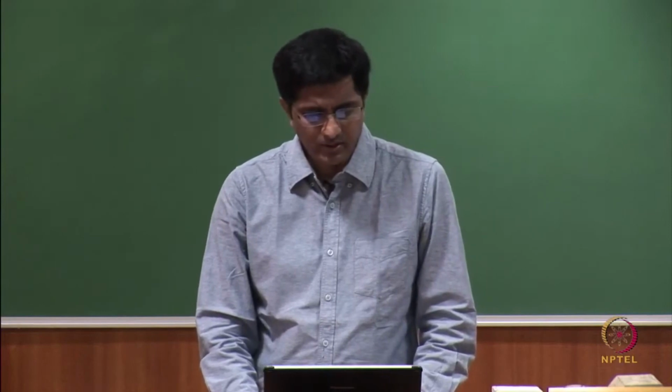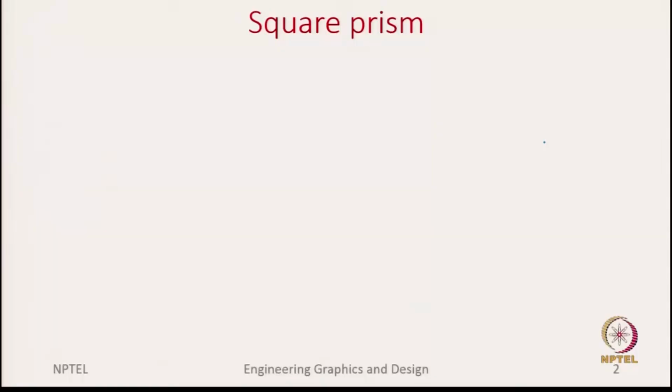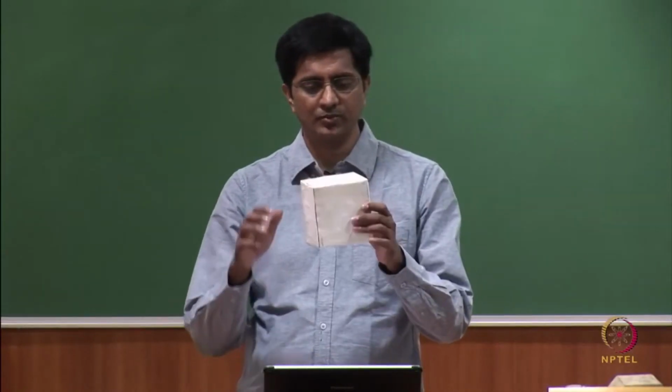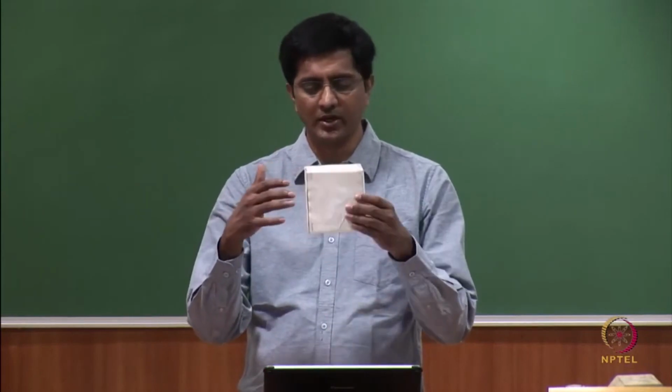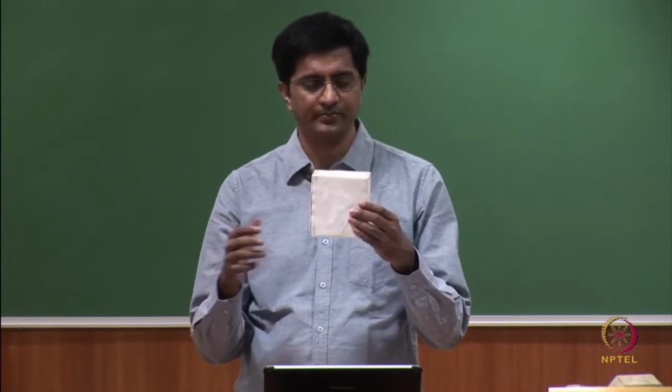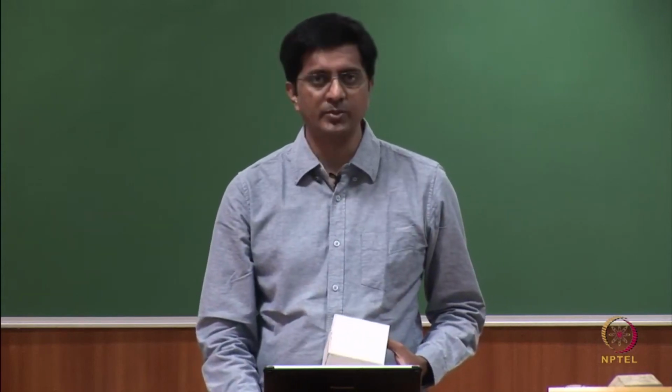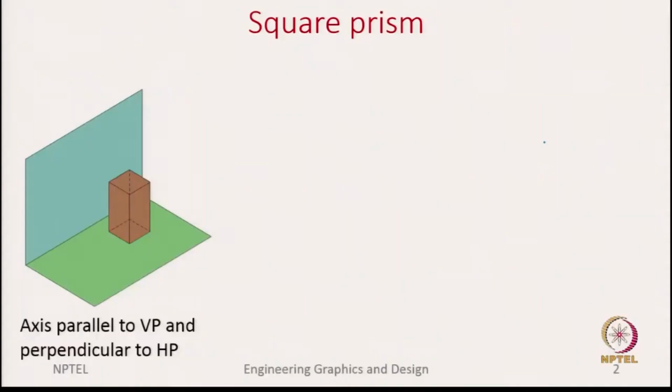The first example is the square prism. So, what I will be showing is the square prism, something like this. Let us assume that this cross section is square and this is the height of this prism. Okay. So, we can show this prism in different orientations.